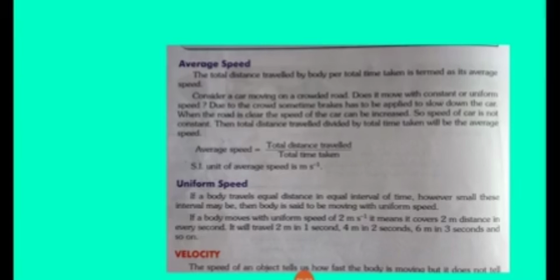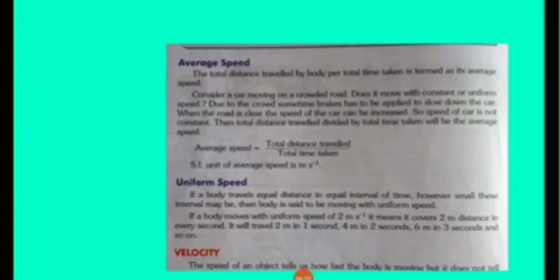So in these cases, we are going to calculate average speed. Total distance by total time is the average speed of the object. You can see here, average speed equals total distance travelled divided by total time taken. And since it is again distance by time, the unit of average speed is also meter per second.